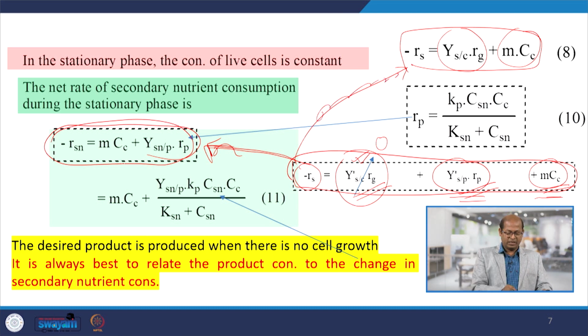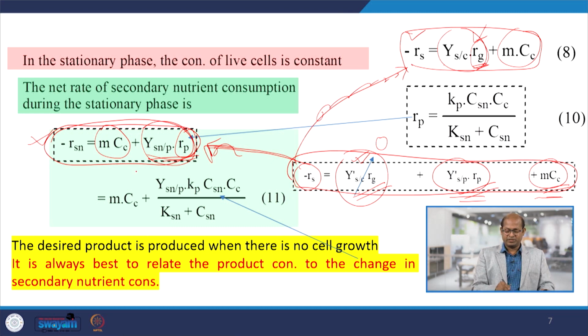So, minus Rsn, the rate of substrate consumption, equals the rate of product formation plus the rate of cell maintenance, the amount of substrate being consumed. Here, Rp is from the equation actually written for cell growth, that is, the rate of formation of the cells. In place of that, we are writing the rate of product formation.